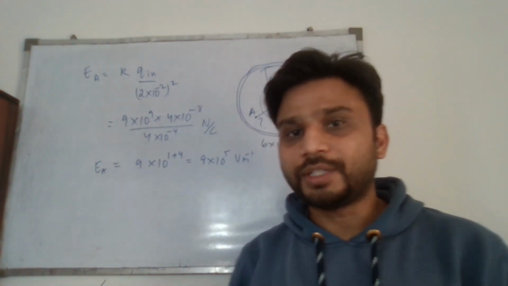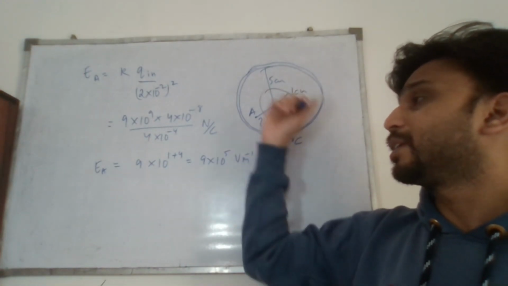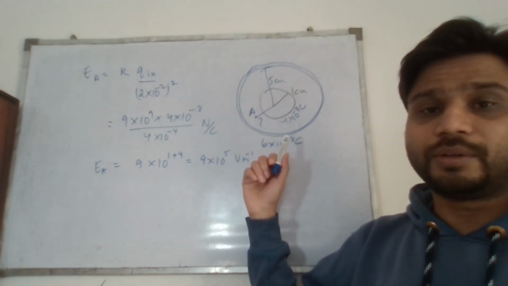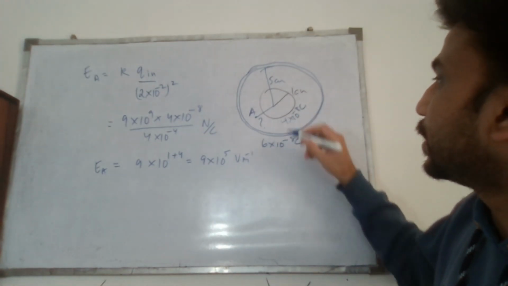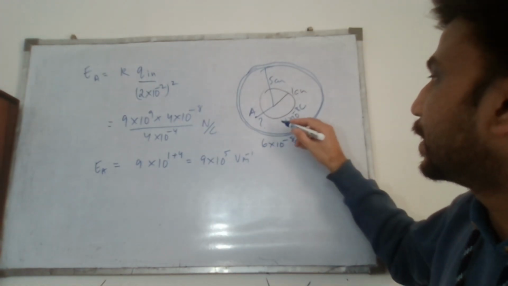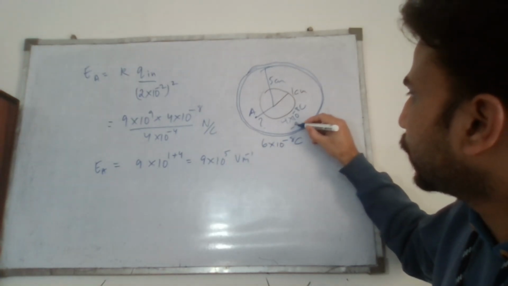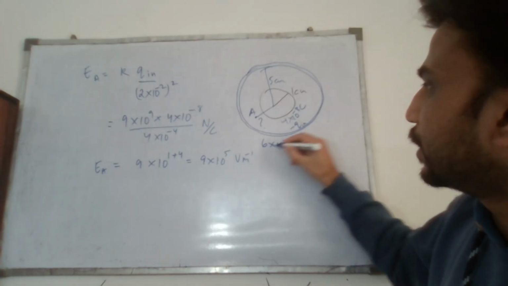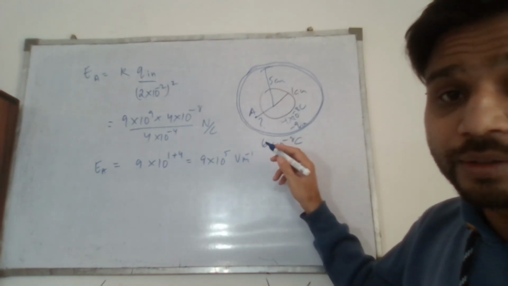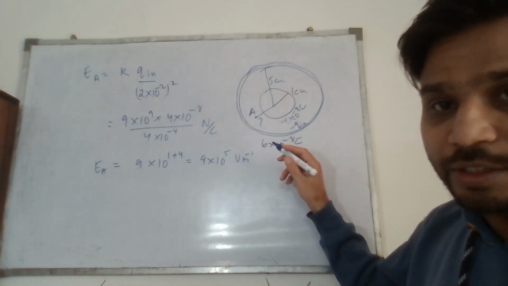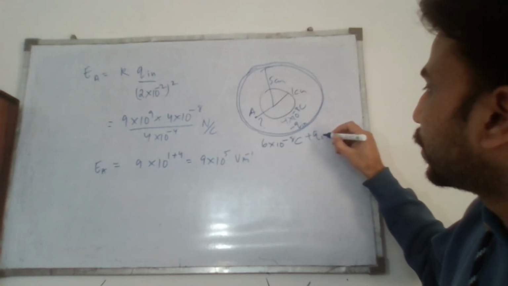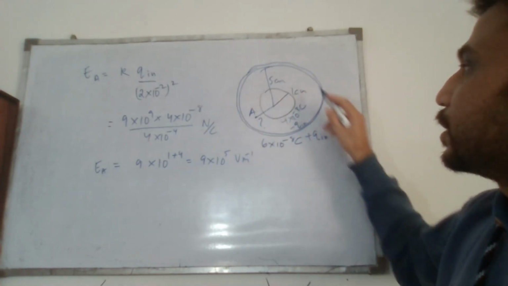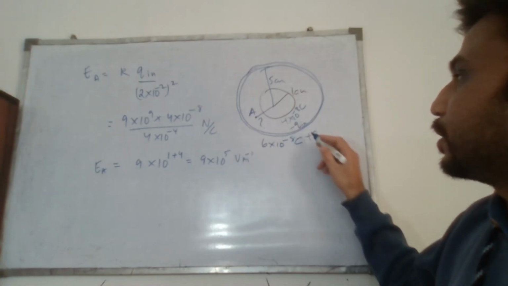Now if a charge of 6 into 10 to the power minus 8 coulomb is distributed on the outer sphere, if this charge is Q, this gets induced minus Q in the inner surface of the concentric shell, and its opposite charge plus Q is distributed at the outer sphere, equal and opposite charge.